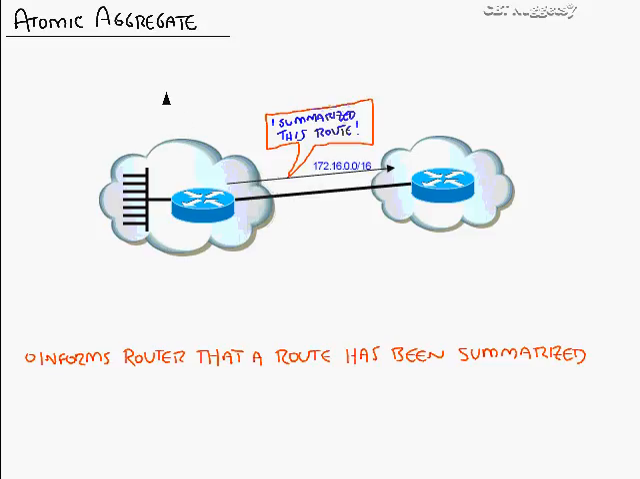All the atomic aggregate does is tag that route and say, this is a summarized route, so the administrator on this router can look at it and go, oh, okay, well, there may be many more specific routes that make up that aggregate that I might not know about hidden behind that router.